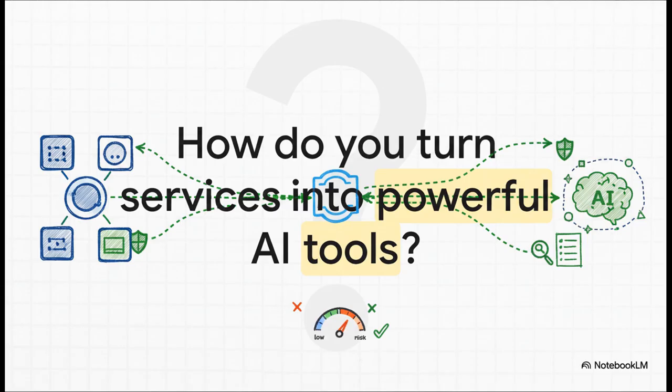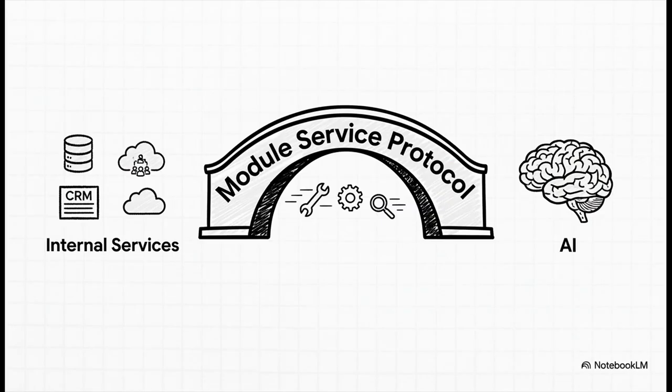So you've got all these fantastic internal services, right? Your CRMs, order systems, data warehouses, they're the lifeblood of your business. The big question developers are always asking is, how do I let an AI tap into these securely and reliably to get real work done? And, without having to rebuild everything from scratch. The answer, it turns out, is surprisingly elegant.